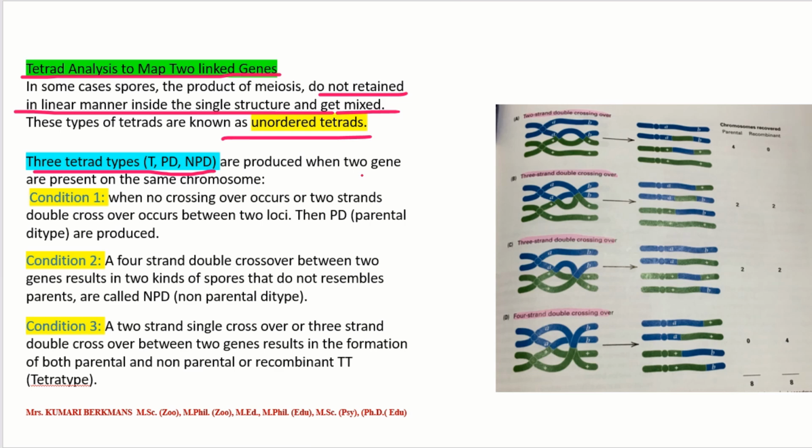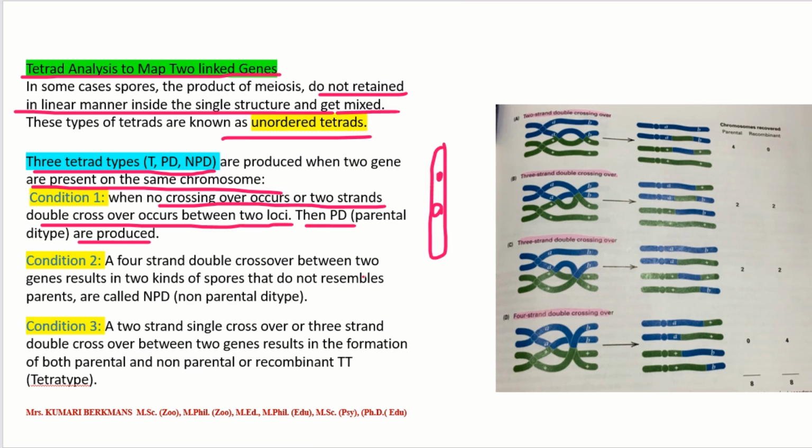These are produced when 2 genes are present in the same chromosome. Previously we have seen a single chromosome, but here there are 2 genes in the same chromosome. Let us see now. Condition number 1: when no crossing over occurs, or a 2 strand double crossing over occurs between 2 loci, then PD are produced. What is that? When there is no crossing over or 2 strand double crossing over. This is called 2 strand crossing over.